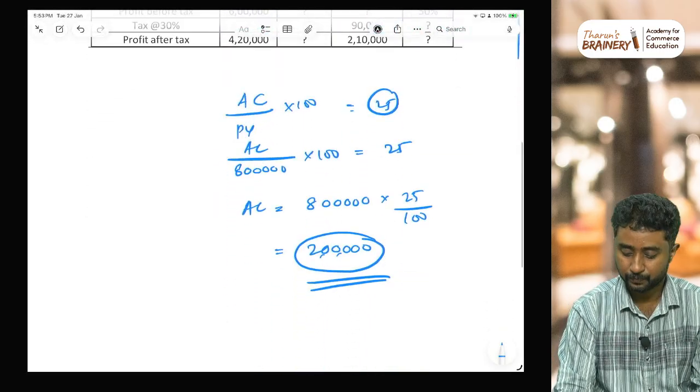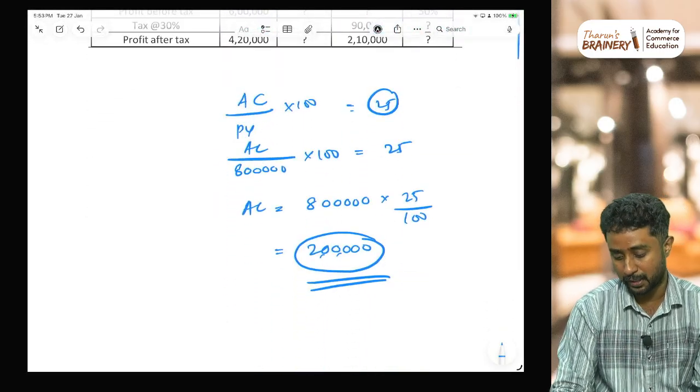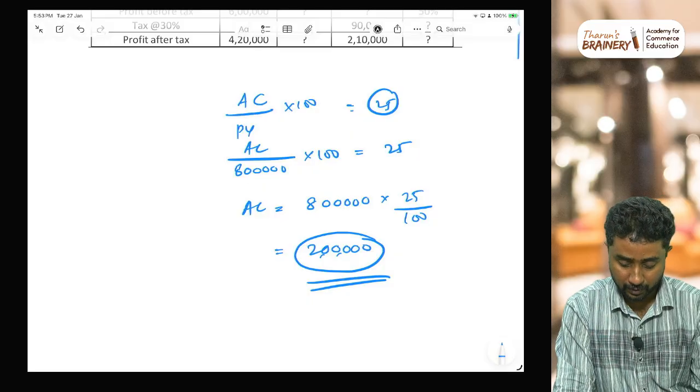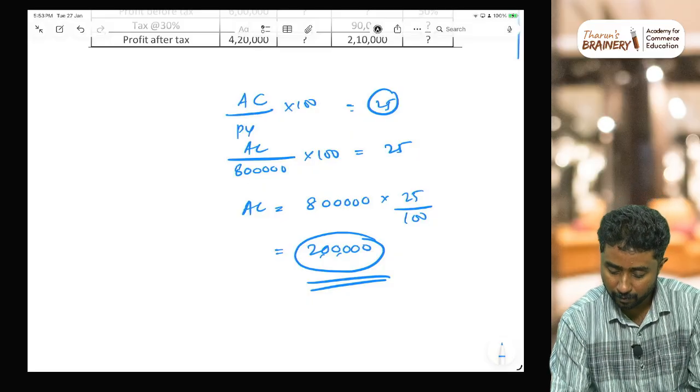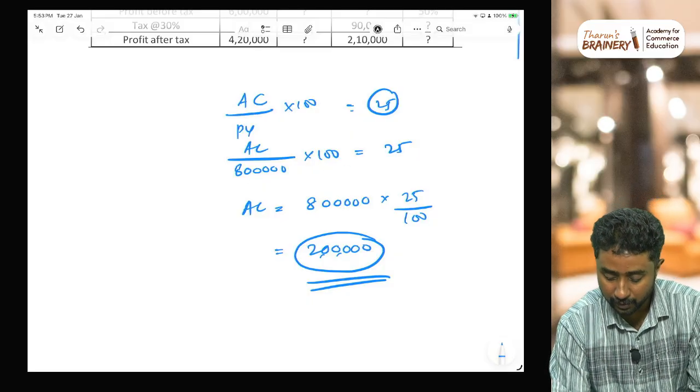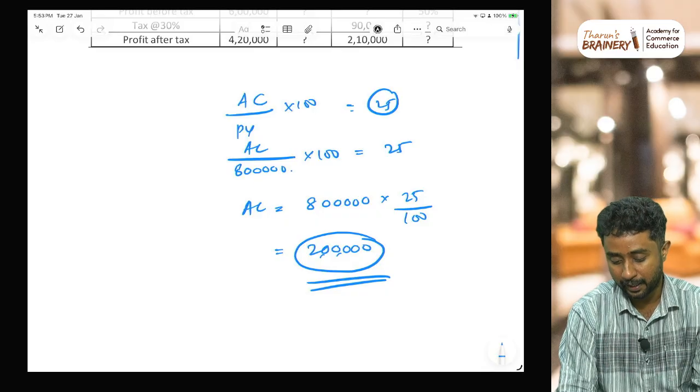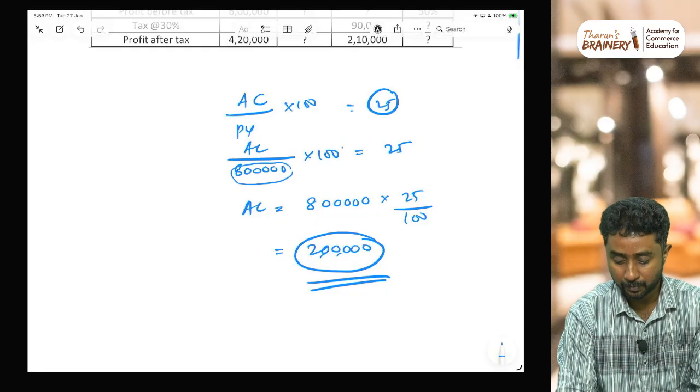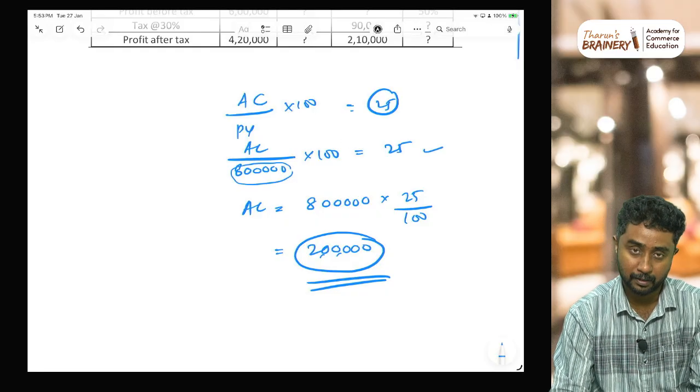So why I did the calculation first is just to explain, it will be easy for you to understand. As you can see, absolute change divided by 8 lakhs. 8 lakhs was previous year value, multiplied by 100, we are getting the answer as 25%.